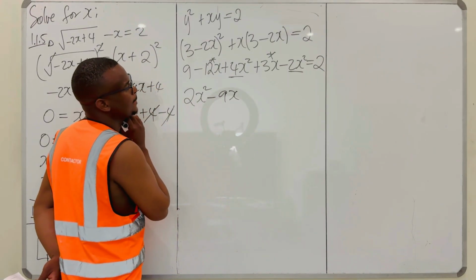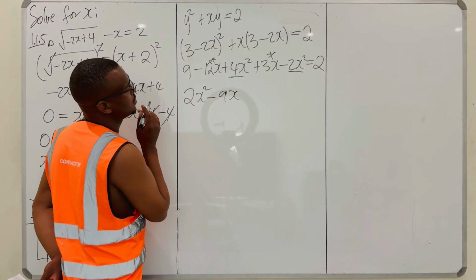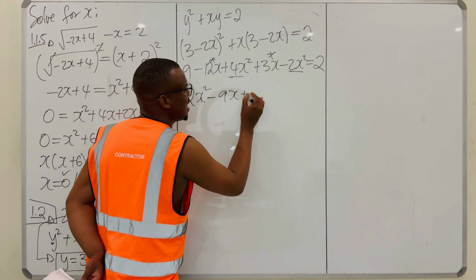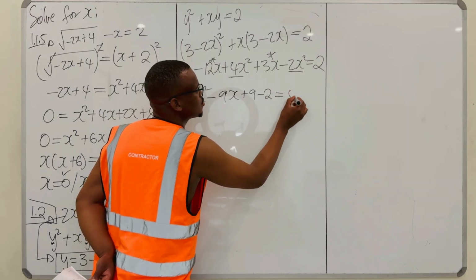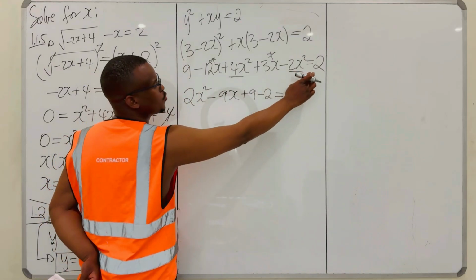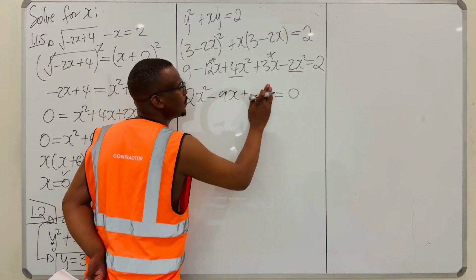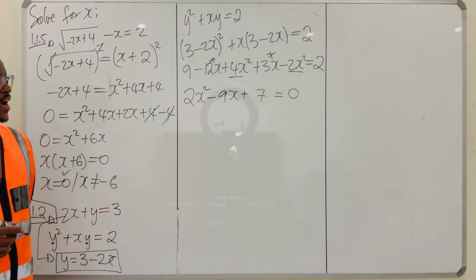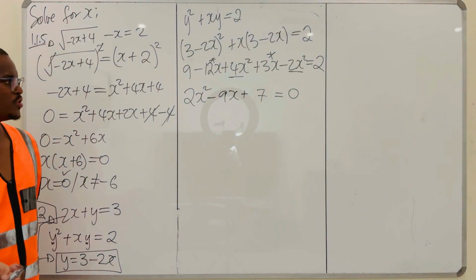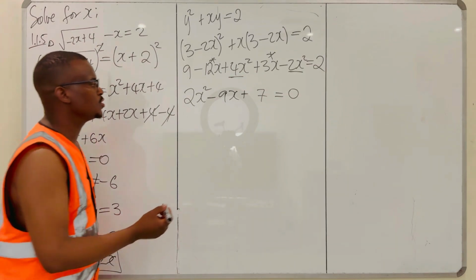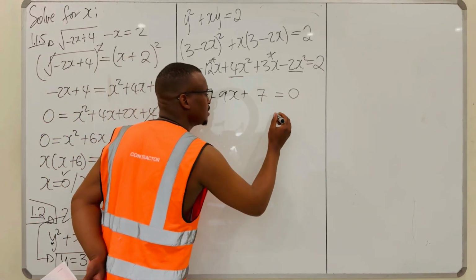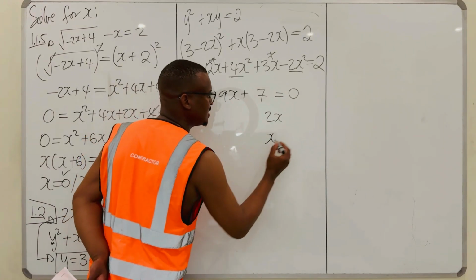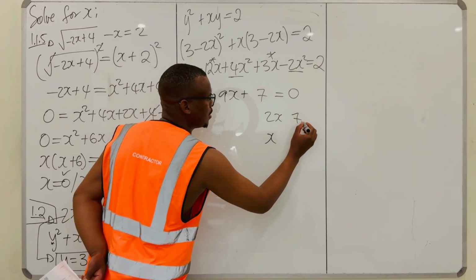And then now, the numbers, we have a 9, which is plus 9. Then you minus that 2 from the other side. It's equal to 0. Are you with me? Because you took the 2 to the other side. If you do this, you'll find that this is 7. So from here, you can factorize this thing. Are you with me? You can factorize or use your quadratic formula. So let's say you have 2x and an x. Are you with me? And let's say you have a 7 and a 1.